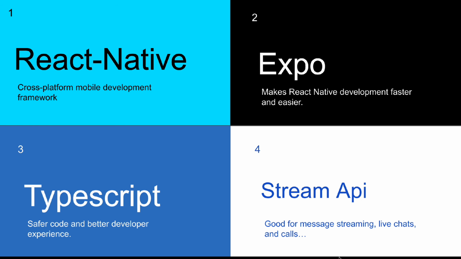Now for the stack, it's pretty simple. React Native, which is a cross-platform mobile development framework. We also have Expo, which makes React Native easier. And it's really an interesting thing to see Expo used for a chat app like Telegram. People usually go for native, but here we're going to do Expo for all this stuff.